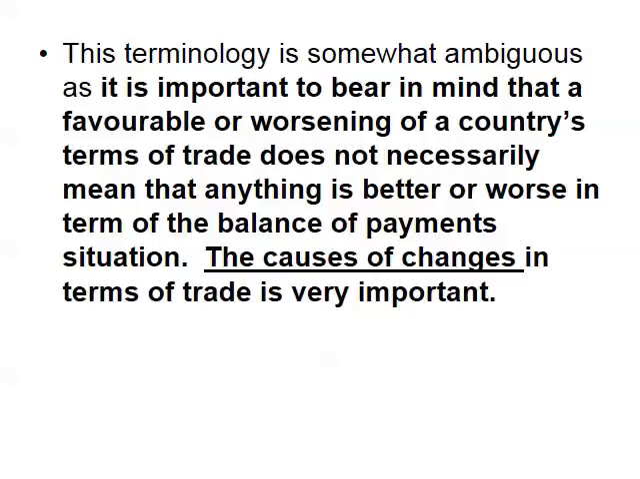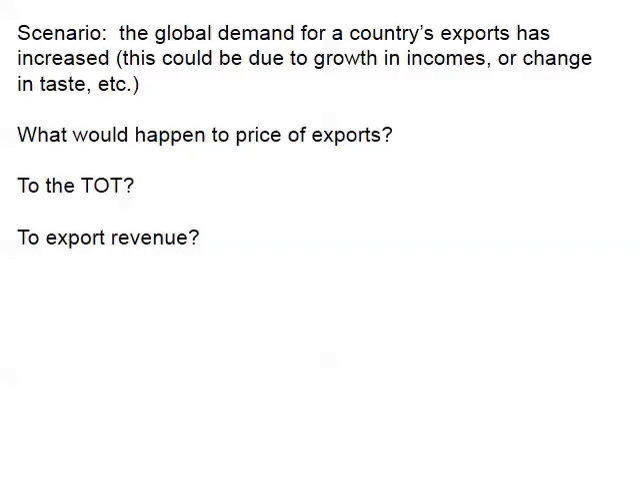So as I'm saying, the terminology is somewhat ambiguous. We have to look at the cause to see what's happening in terms of the balance of payments or the current account. And it's the causes of the change of the terms of trade that's really important. So if global demand for exports has increased, this could be because the rest of the world has higher incomes or a change in taste and so on. There are a few things we know definitively if demand has increased. So just as a quick reminder, we'll do a little graph.